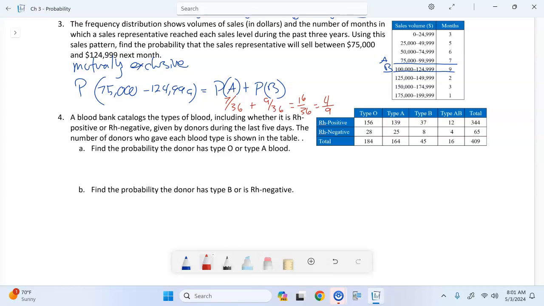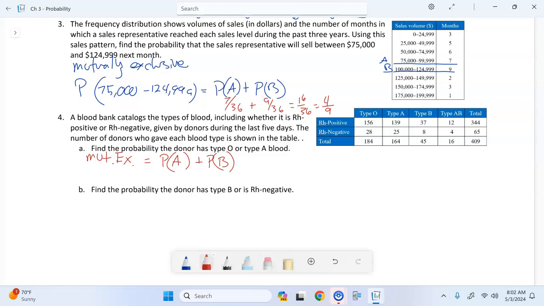Mutually exclusive or not mutually exclusive? Mutually exclusive. They cannot happen at the same time. You cannot be both type O and type A. You can't be both, so we don't have to worry about overlap, and we can just add the two probabilities together.